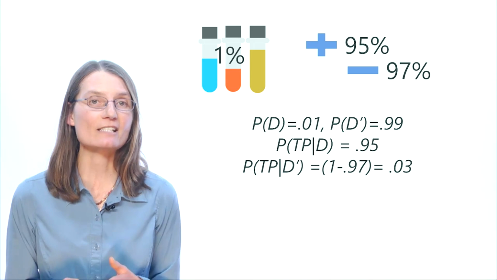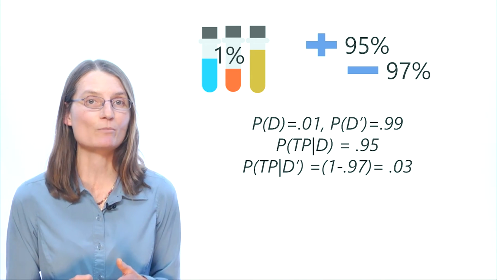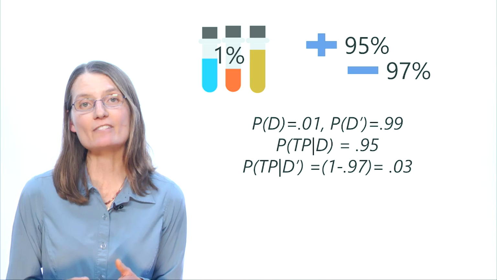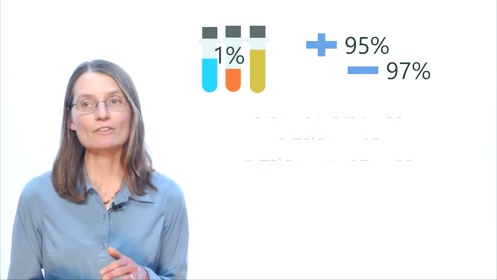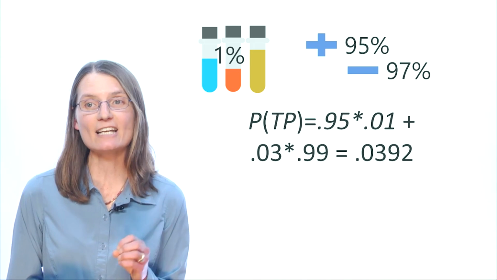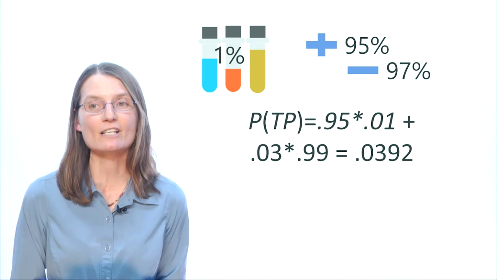The probability of testing positive when you have the disease is 0.95. And the probability of testing positive when you don't have the disease is 0.03. So you just plug those pieces of data into the formula, and your result is 4%.